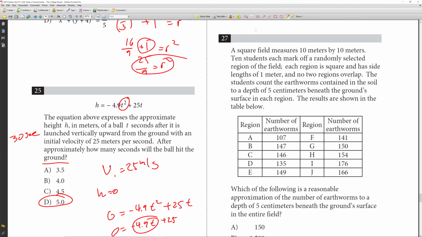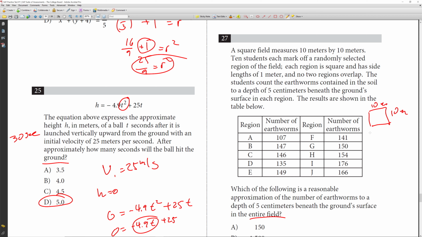Number 27. Seems like a mixture of tables and passage. Let's skip to the very end. Which of the following is a reasonable approximation of the number of earthworms to a depth of 5 centimeters beneath the ground surface in the entire field? Okay, let's keep that in mind as we go through the passage. A square field measures 10 meters by 10 meters. So we're just going to draw it out. So you have here, this is 10 meters by 10 meters.